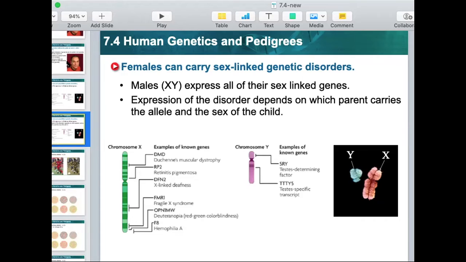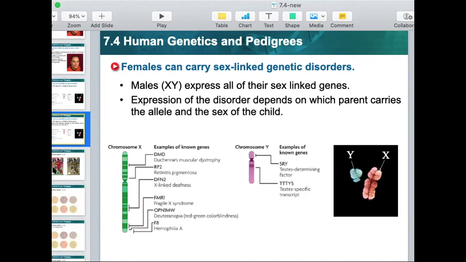The expression of the disorder depends on which parent carries the allele and the sex of the child. So whether the mother or the father carries the gene and whether the child is male or female will affect if they have the disorder or not.